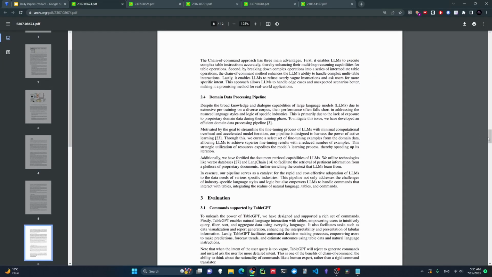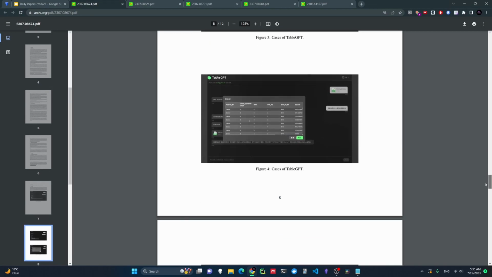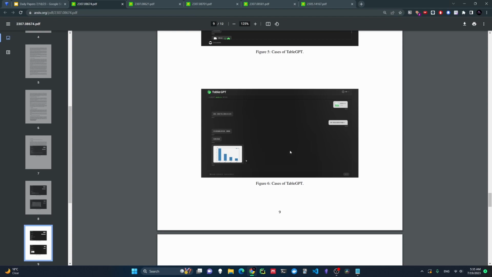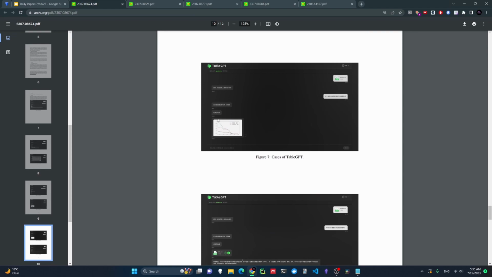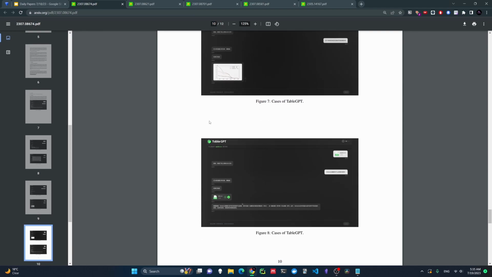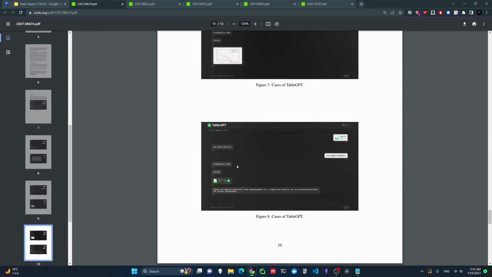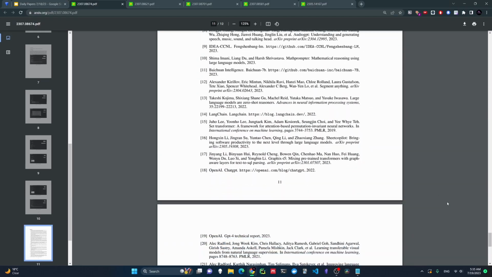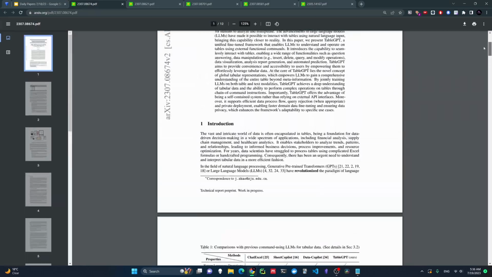All right, so this is the TableGPT paper, right? So you guys can see that it's capable of returning a chart, right? A histogram. And it's able to plot stuff as well. This is in Chinese, right? Okay.